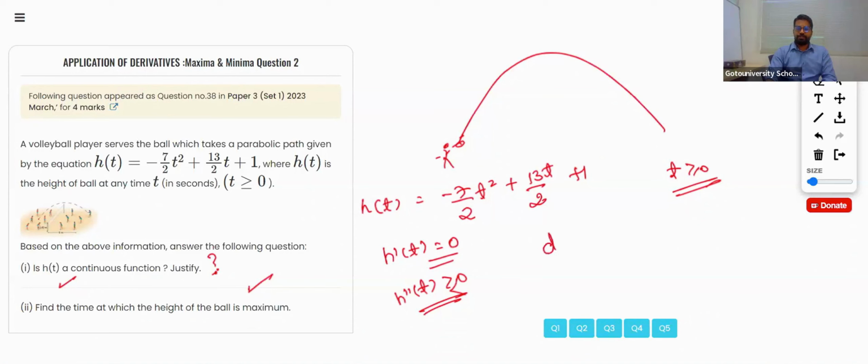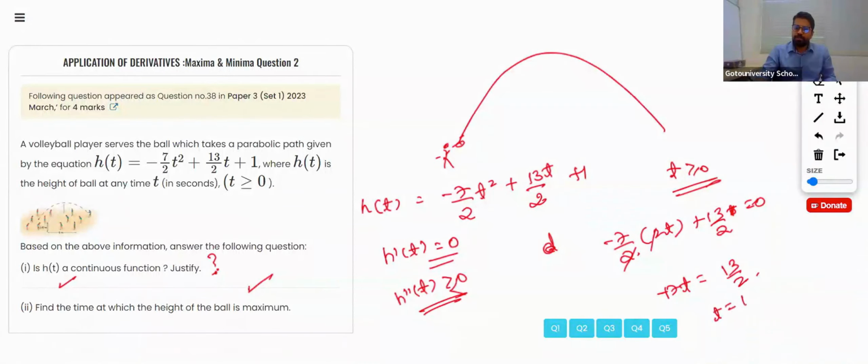When you differentiate this with respect to time, we get minus 7 by 2 into 2t plus 13 by 2 equal to 0. So when I differentiate, this will be cancelled. Are the values correct? Yes. So if you differentiate this, this is going to be t. Minus, it becomes 7t is equal to 13 by 2. So t is equal to 13 by 14, right? But is it maximum or minimum?